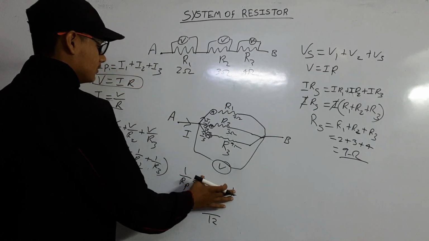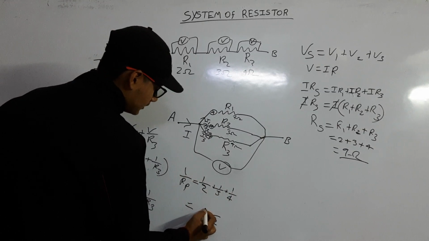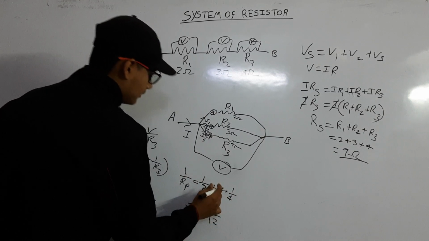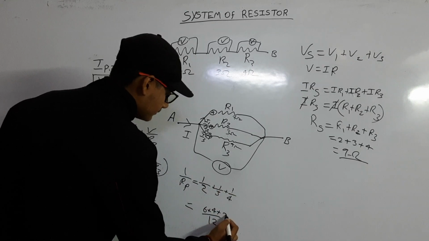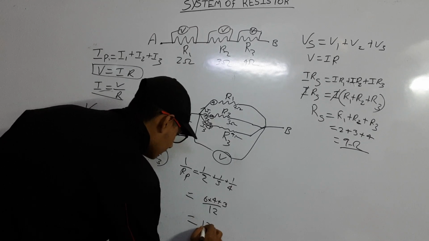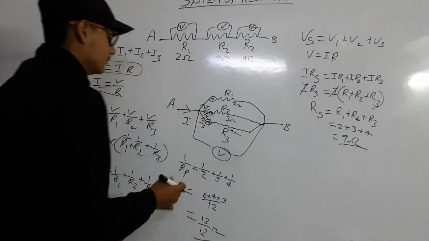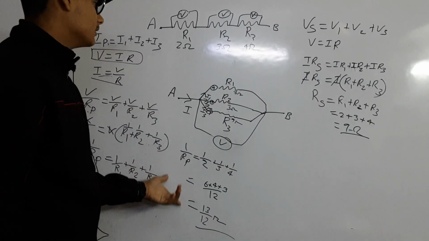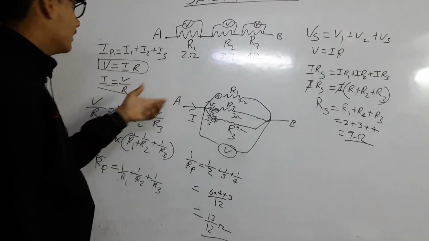Now we will substitute each of them. So it will be 6 plus 4 plus 3. Now it becomes 13 by 12 ohm. So by this method we can find out the total resistance in parallel and by the other one in series.